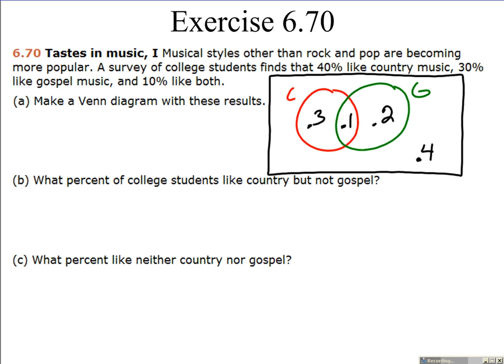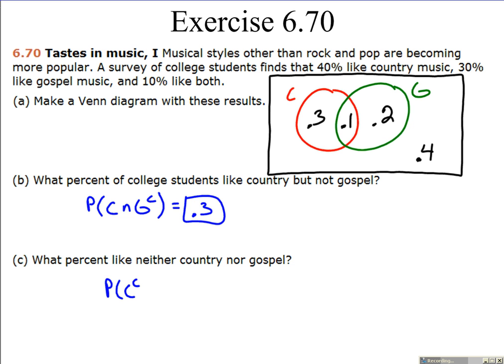What percent of college students like country but not gospel? So symbolically, this would be the probability that they like country and do not like gospel. Well, again, from our Venn diagram, very easy to see. Country music but not gospel music is going to be 0.3. That's the part that's in the country but not in the gospel. There's our first probability.